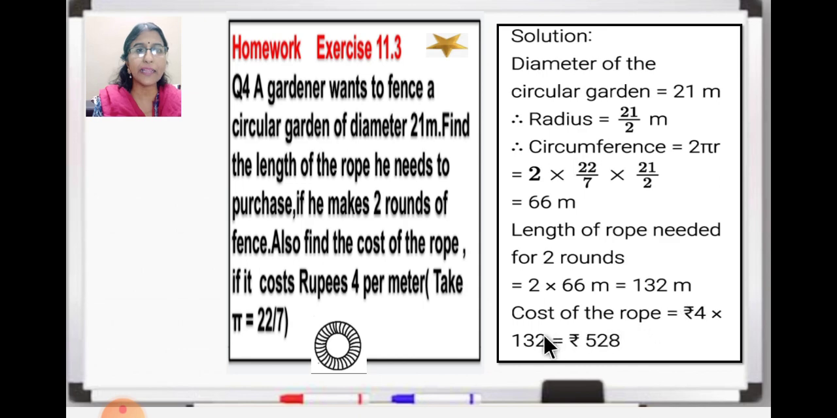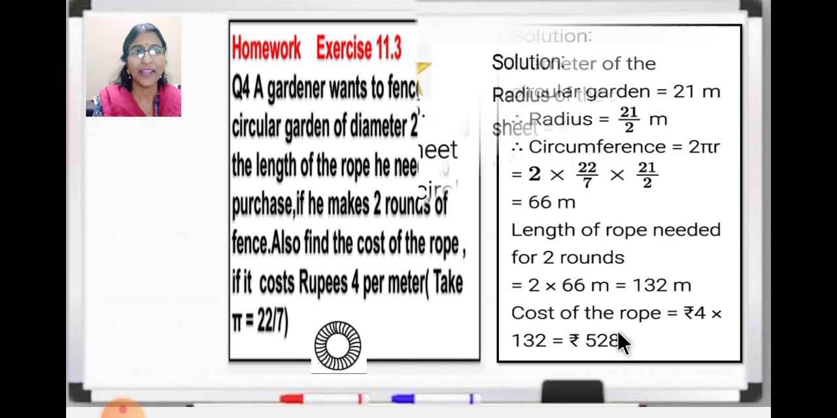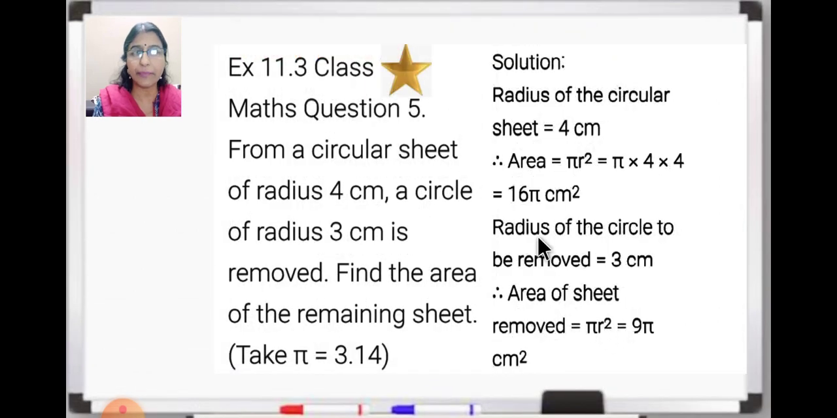When you multiply these two numbers, you will get rupees 528. So you can check whether you have got this answer. That means you are correct. Now we'll go to the next question of the same exercise. Exercise 11.3, question number 5.